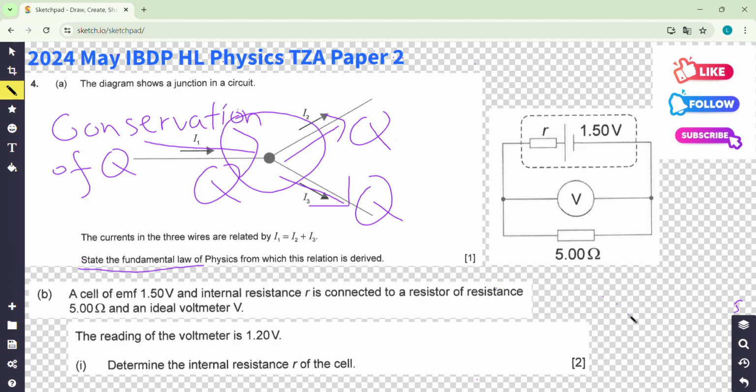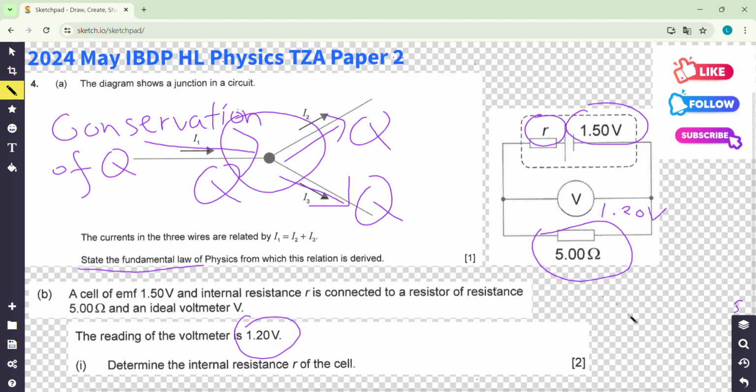Next is a more normal one. It is a real cell. Okay, it has an EMF, internal resistance, and it is connected to an external resistor 5 ohm. And then it said that voltmeter reading is 1.2. Remember to write it in the diagram. So this is a 1.20 voltage.